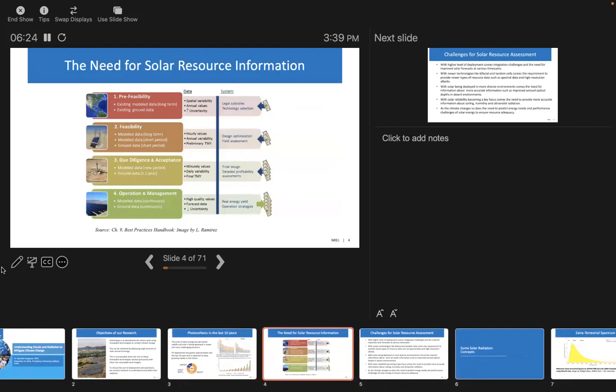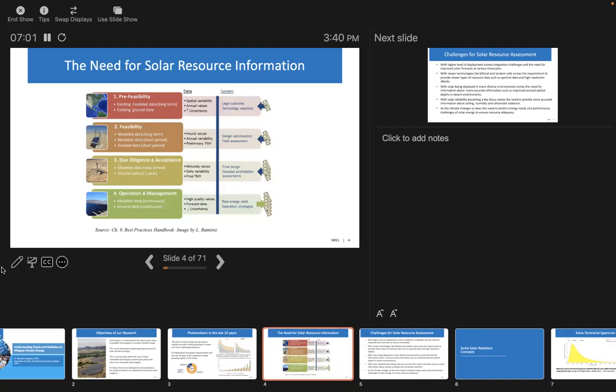So the next question is, why do we need solar resource information? We're putting out solar, so why? When you build a solar plant, there are these stages. There's a pre-feasibility stage, where they try to understand where you want to locate solar generally. Then you locate a piece of land and do a feasibility study. Once you've done that and say, okay, this might be beneficial, you look for financiers and do due diligence and acceptance. And finally, once you deploy your plant, you do operations and maintenance.